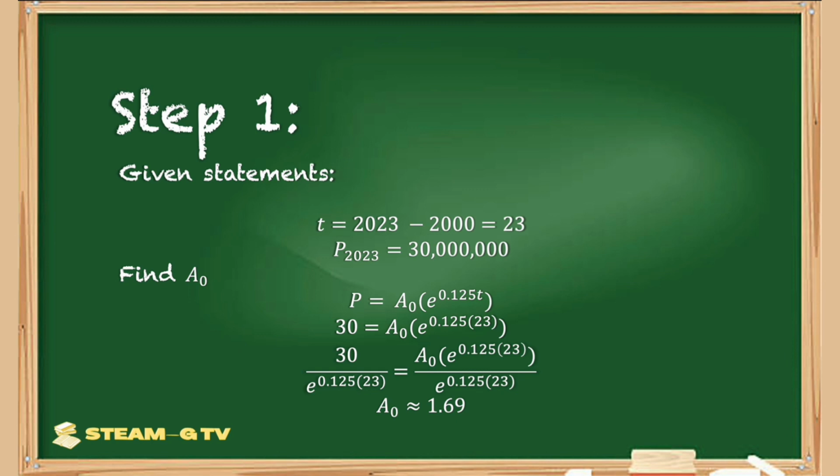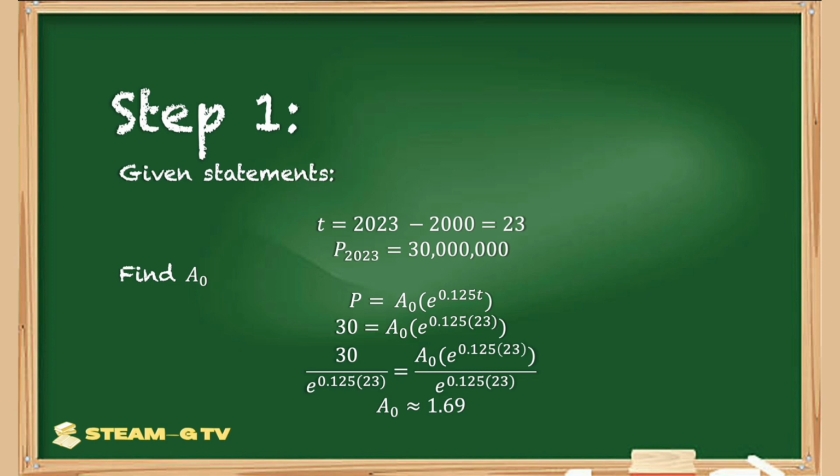The first thing we must do is to write down our given statements. As stated in the word problem, T is the number of years after 2000. Since we are looking for the population in the year 2000 and our given is 2023, we can say that T equals 2023 minus 2000 equals 23. 23 is then our final value for T.